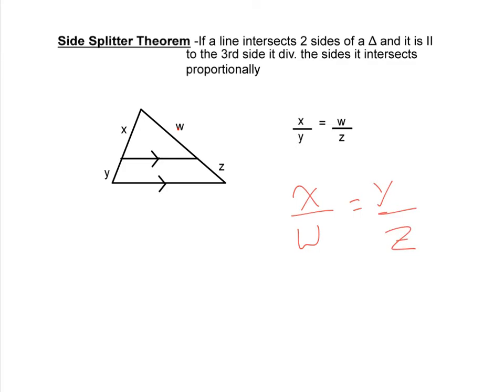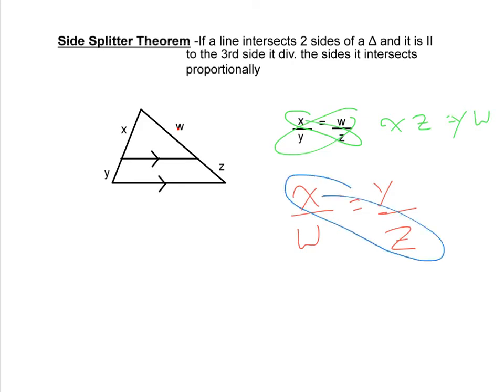You see, when we cross multiply the first one, I'm going to get xz is equal to yw. Well, here, if I cross multiply, I get xz is equal to yw. So you can see that I can write those proportions either way.